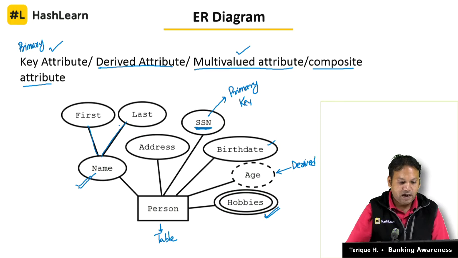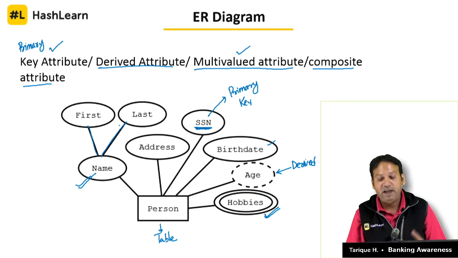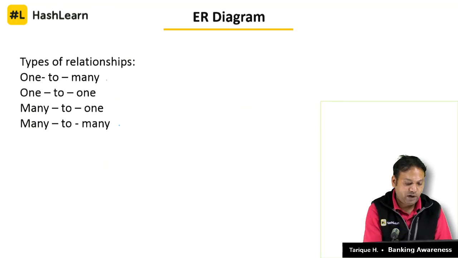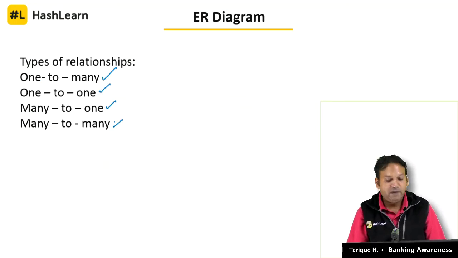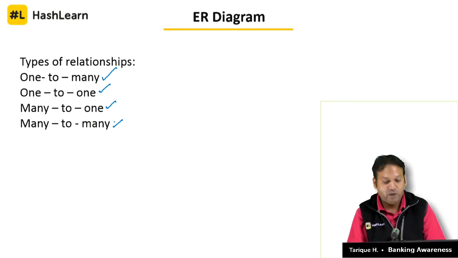So all these are what we call attributes. Clear? Different types of attributes: key attribute, derived attribute, multi-valued attribute, composite attribute. Let's now move to types of relationship: one to many, one to one, many to one, many to many. For example, there's a college, with college name and college address, in which many students are there, and one to one, where two things can be related only one to one.